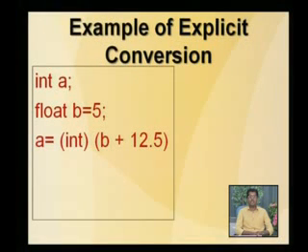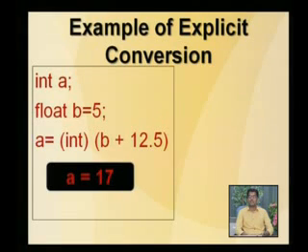Say for example integer a and float b. Now I want to add b plus 12.5. The value of b is 5, and 12.5 added to that value gives us 17.5. But as you can see, the variable a contains the integer data type. So I want the answer in terms of integer. So I need to use one operation, that is int in parentheses, that converts our value from float to integer. So we get the output 17 only.